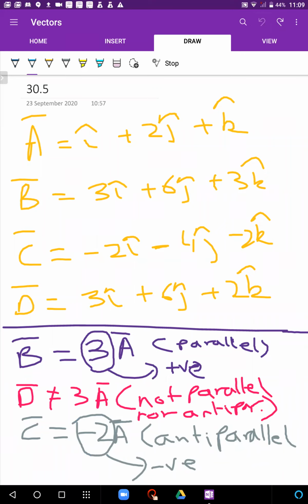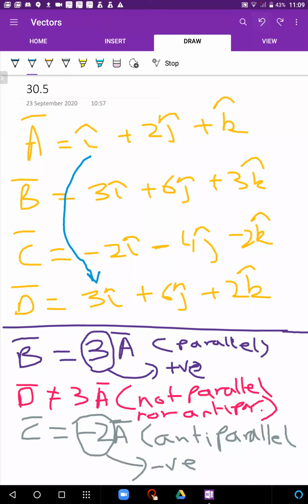What about D bar? Let's see. When you look at D bar, look at the first term. The first term bears a ratio of 3. The second term bears a ratio of 3. It's going good so far. The third term does not bear a ratio of 3. The third term bears a ratio of 2. So D bar cannot be written as 3A bar.